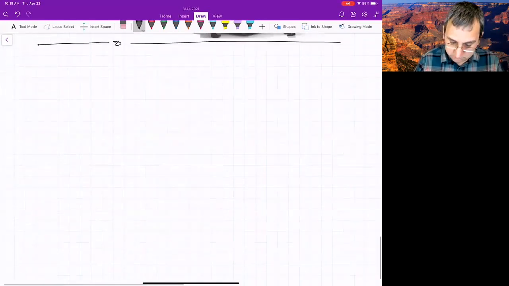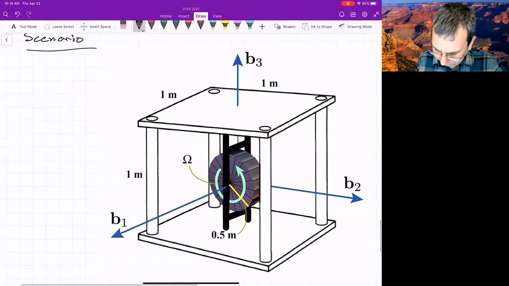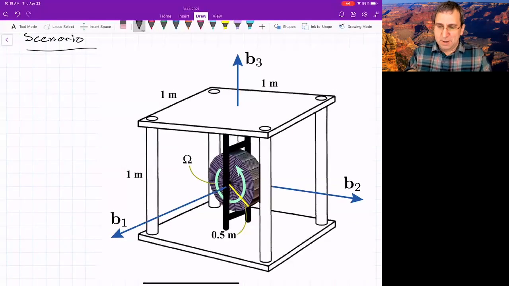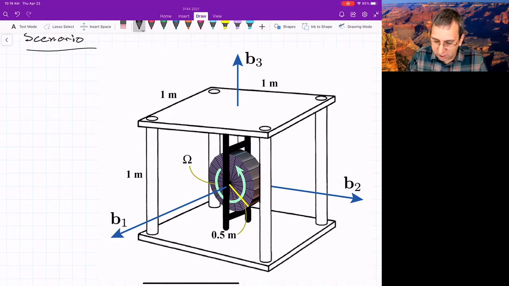Now, here's a scenario. We have a spacecraft. It's made of 7 things. There's a top flat plate and a bottom flat plate, and then 4 equal rods on the ends. So it all fits in like a 1 meter cube. It's not a CubeSat. CubeSats have to be like 10 centimeters. This is like a giant CubeSat.